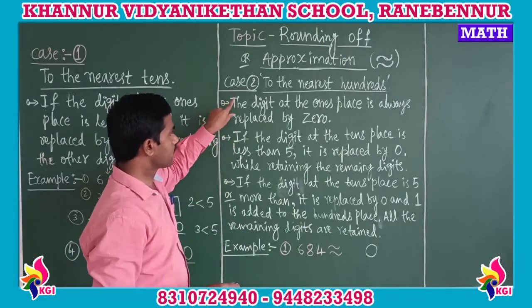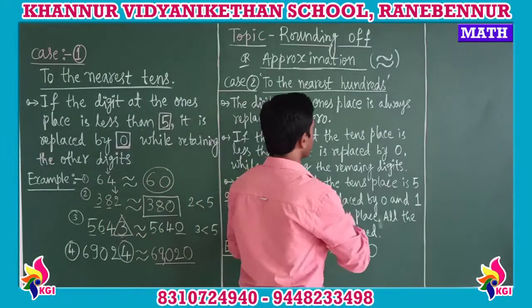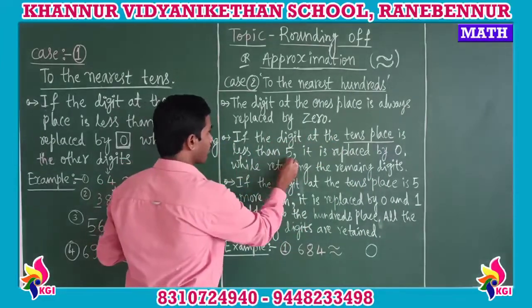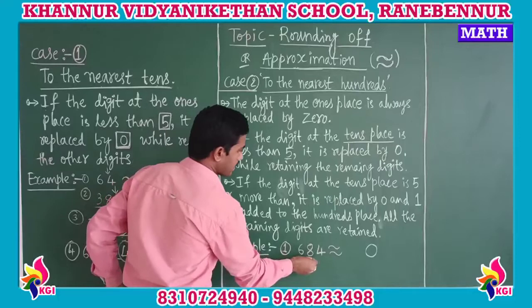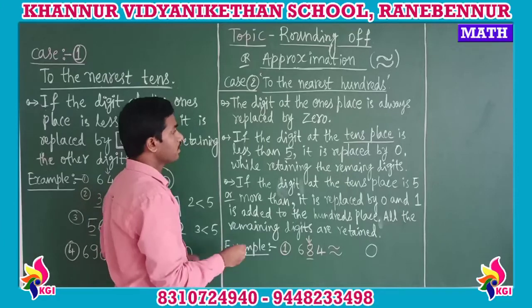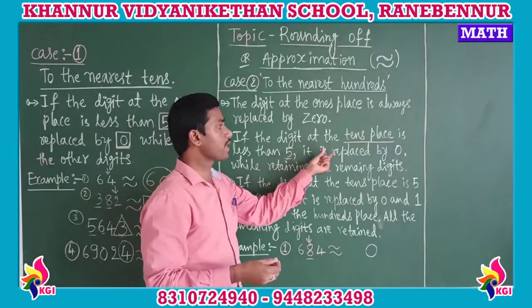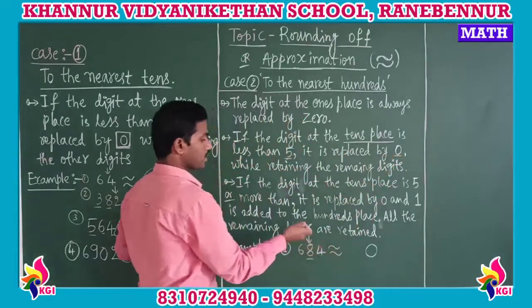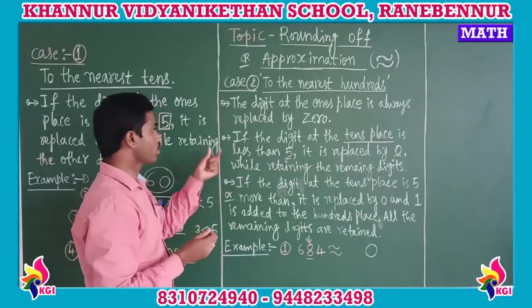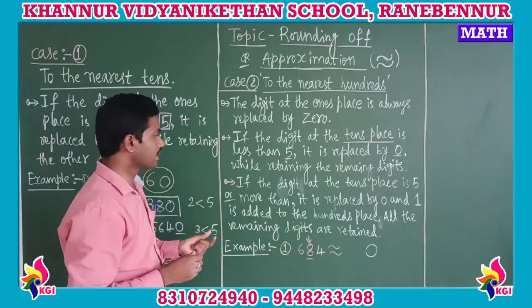In the second condition, if the digit at the tens place is less than 5, check if there is a digit less than 5 in the tens place. 8 is greater than 5. If the digit at the tens place is less than 5, it is replaced by 0 while retaining the other digits. But here it is not less than 5, so this condition does not apply to the given example. Now I move to the third condition.